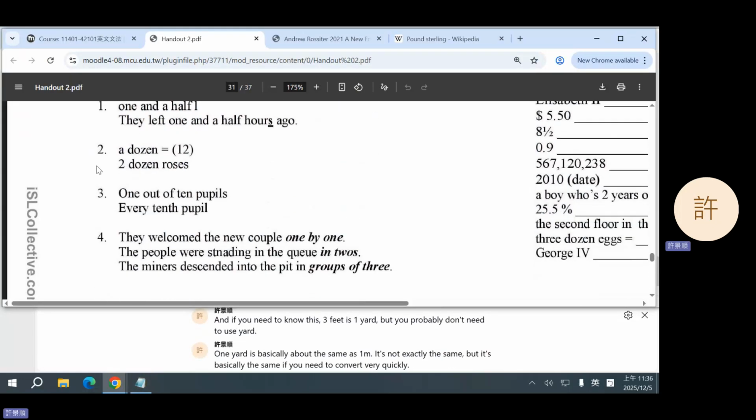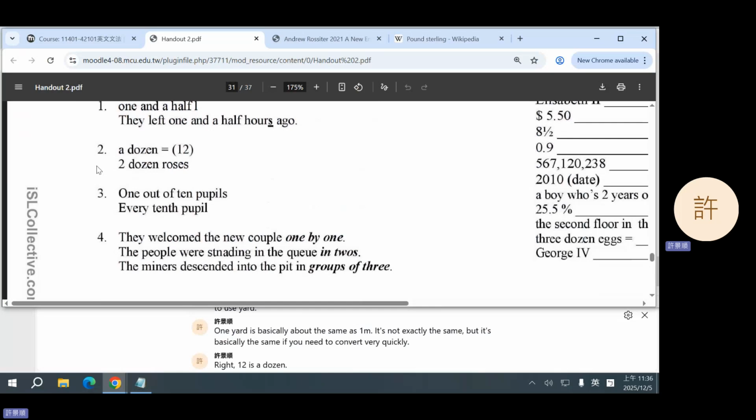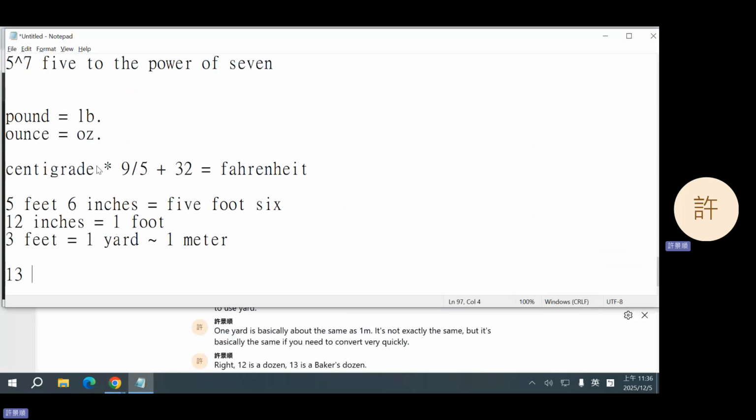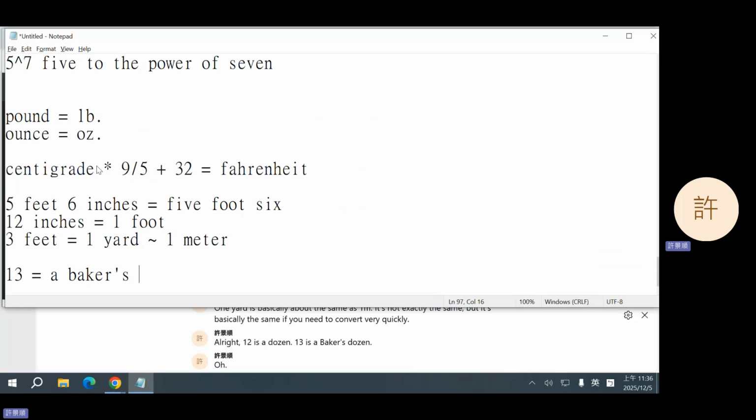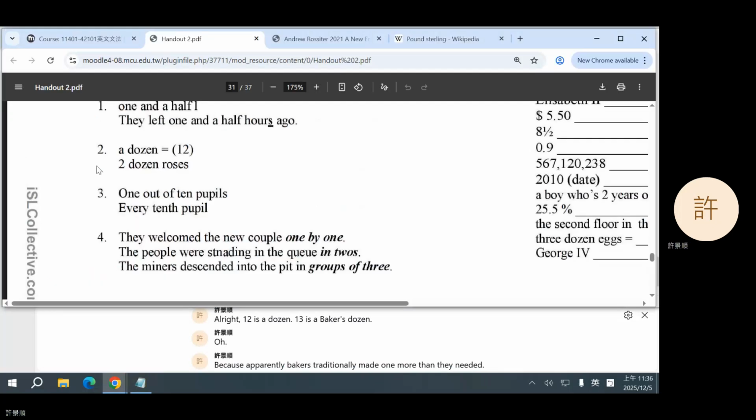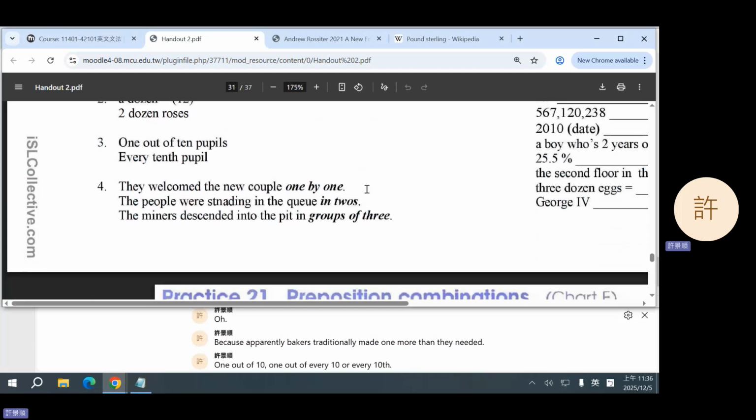Right, 12 is a dozen. 13 is a baker's dozen. Because apparently bakers traditionally made 1 more than they needed. 1 out of 10, 1 out of every 10, or every 10th. 1 by 1, in twos, which is 2 by 2. In groups of 3 is 3 by 3. Okay, we're done. Questions?